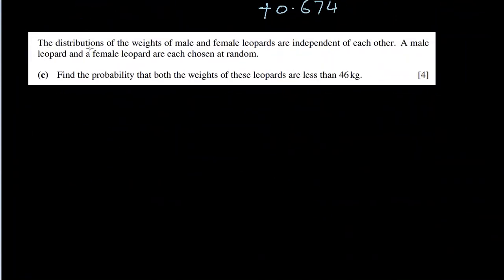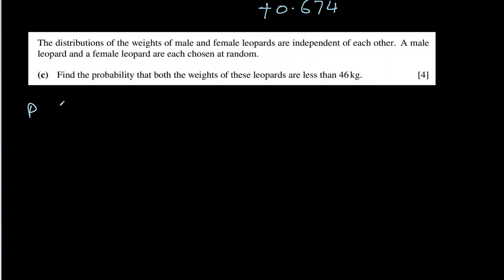Find the probability. Okay, first, the distributions of the weights of male and female leopards are independent of each other. We have drawn the distribution for them already. A male leopard and a female leopard are each chosen at random. Find the probability that both the weights of these leopards are less than 46, both.